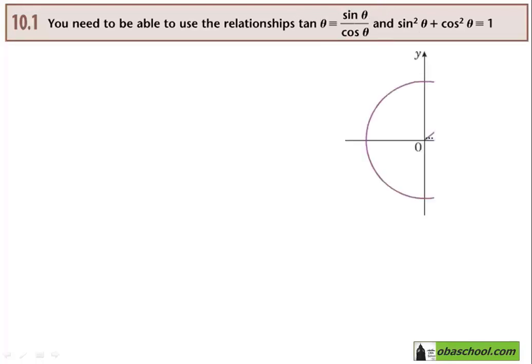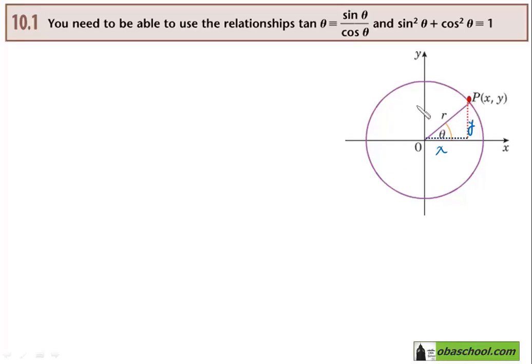This is the coordinate plane. Point P has the coordinates x and y. This is the x and this is the y. This is a right angle triangle and this is the theta, and this is the radius, which is r.